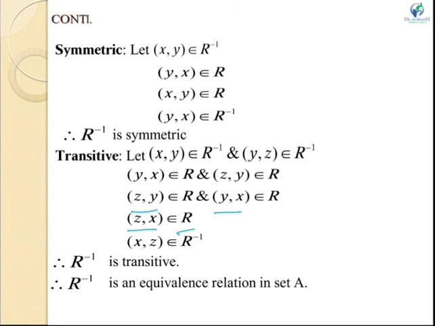So if (z,x) is in R, then (x,z) must be in R inverse by the definition of inverse. So here you have proved that (x,y) belongs to R inverse, (y,z) belongs to R inverse, then (x,z) is in R inverse. Therefore you can say that R inverse is transitive, hence all the properties of equivalence relation are satisfied. We can say that R inverse is an equivalence relation on the set A.